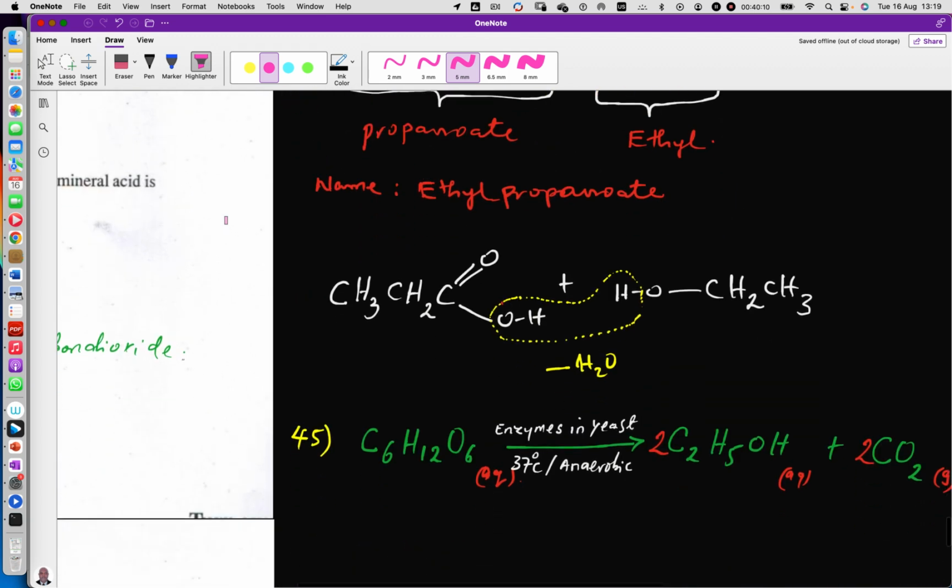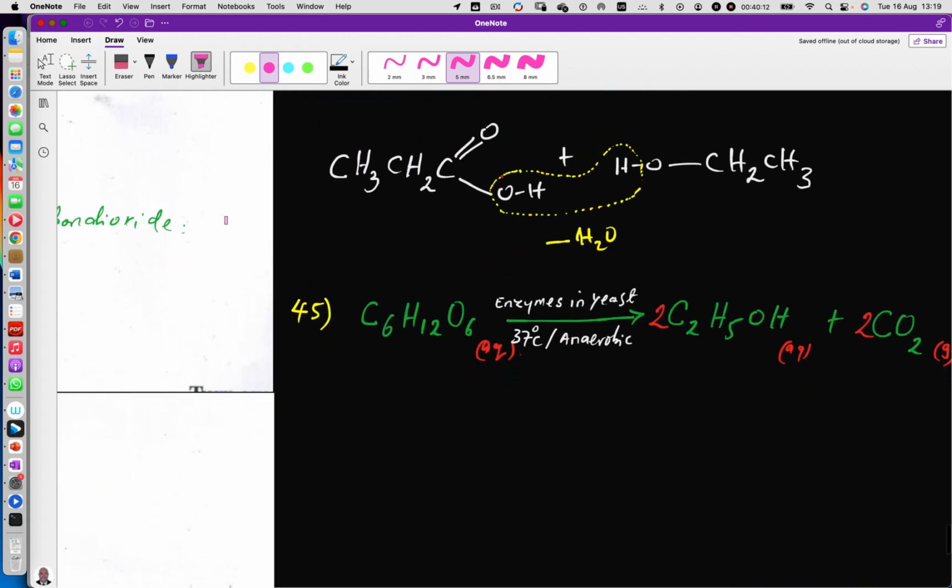This is the structure. The compound initially, from the structural formula, was a propanoic acid, 1, 2, 3. Propanoic acid was reacting with what? It was reacting with ethanol. That is a carboxylic acid and an alcohol.